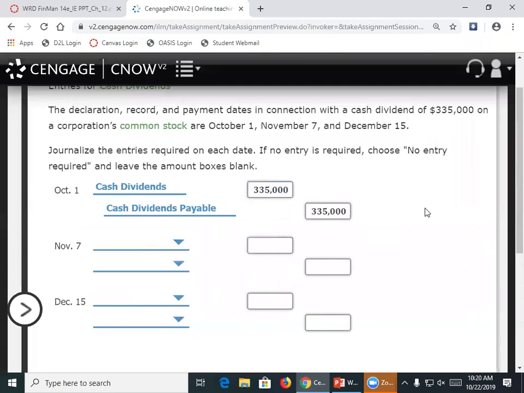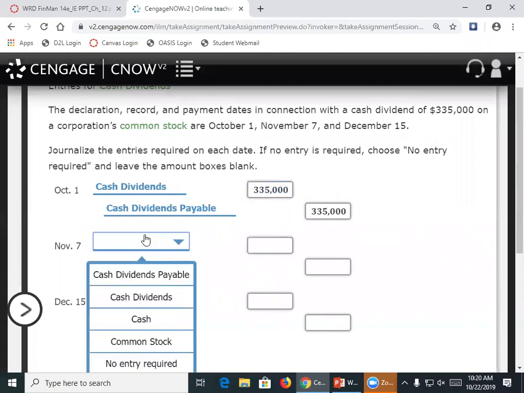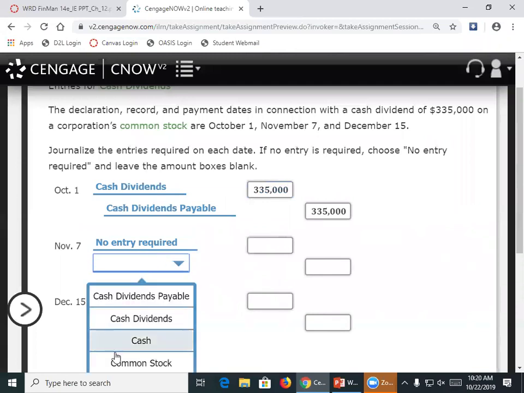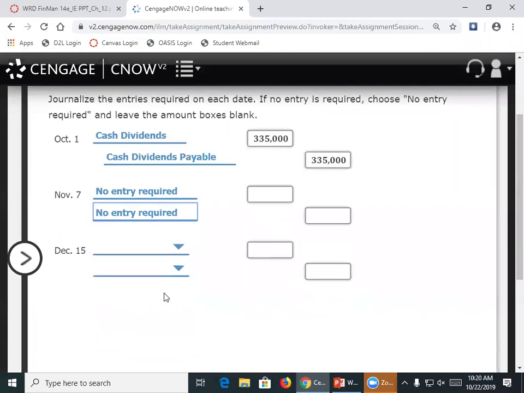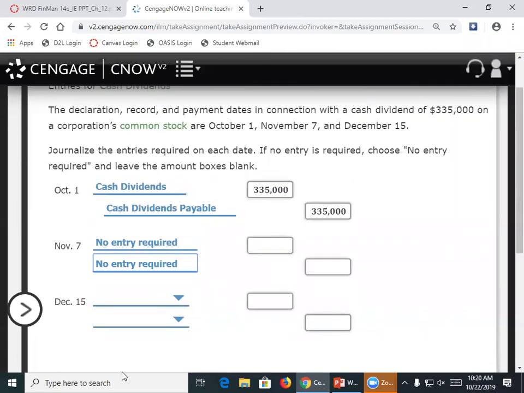November 7th is our date of record. So what's my journal entry? Nothing. Very good. There is no journal entry on November 7th. So November 7th is the date of record. That's just when we check our records to see who the stockholders are, so we know who we're paying.